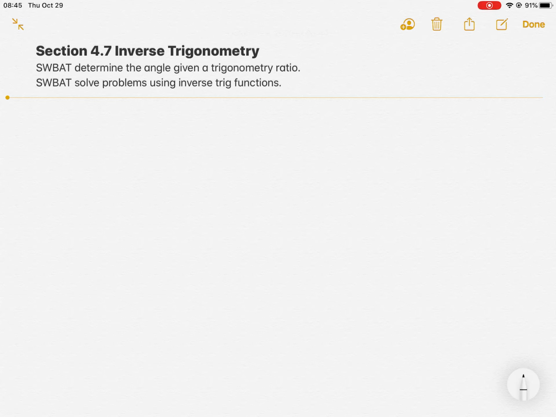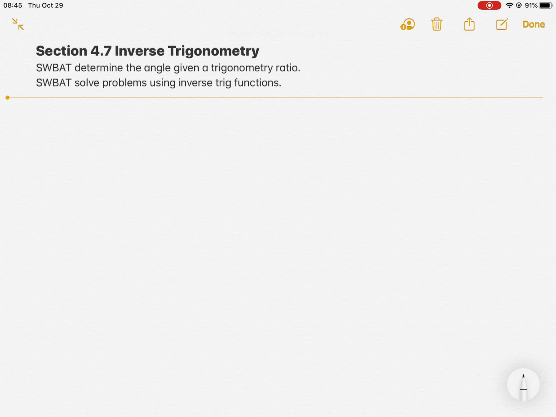I'm back. Today we're going to be talking about inverse trigonometry. So we're going to be still using sine, cosine, tangent, and all those, but now we're going to talk about what that means when you take the inverse. My goal is for you to be able to determine an angle if you're given a trig ratio, and also just to be able to solve problems in general using trig functions.